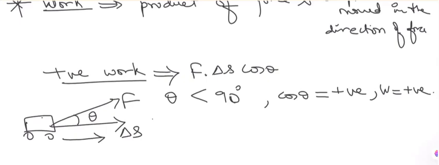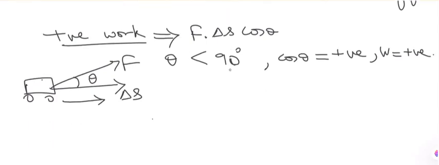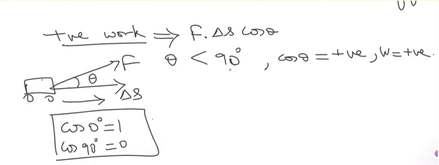So it will be a positive work. Understood? Because in the first quadrant cos theta is positive. Correct? Cos 0 degree is 1 and cos 90 degree is 0. Aware of this fact?